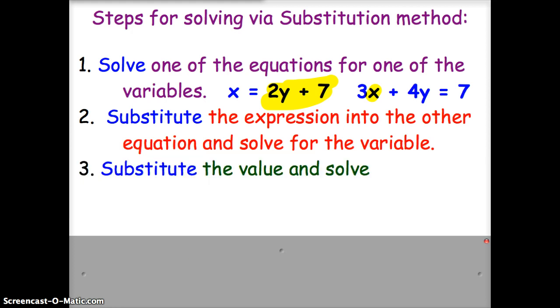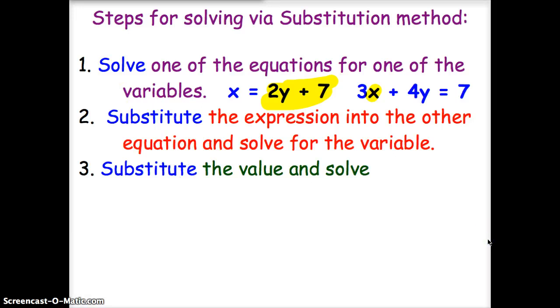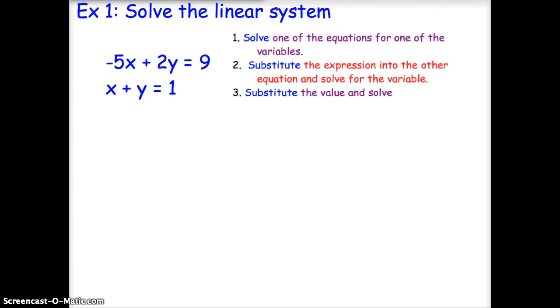Step number 3, once I have the y value, I'm going to substitute it back into one of the original equations and solve for x. I highly recommend checking your work at the end of this to make sure that you have correctly solved these. Okay, so let's try one so it'll make a little bit more sense.